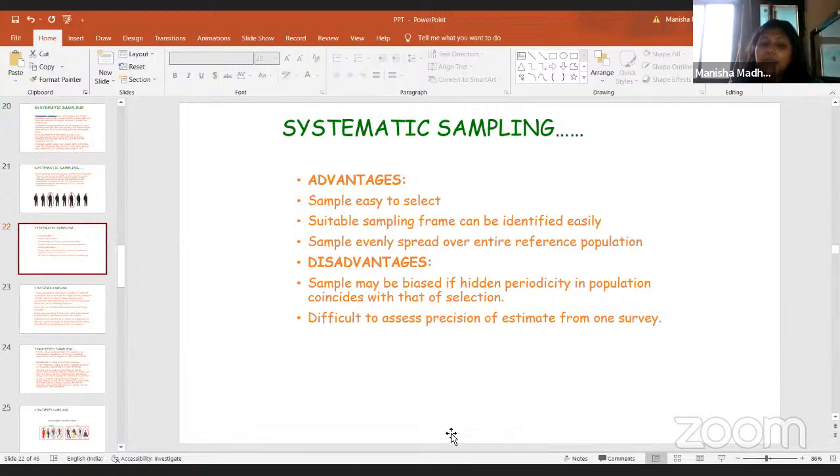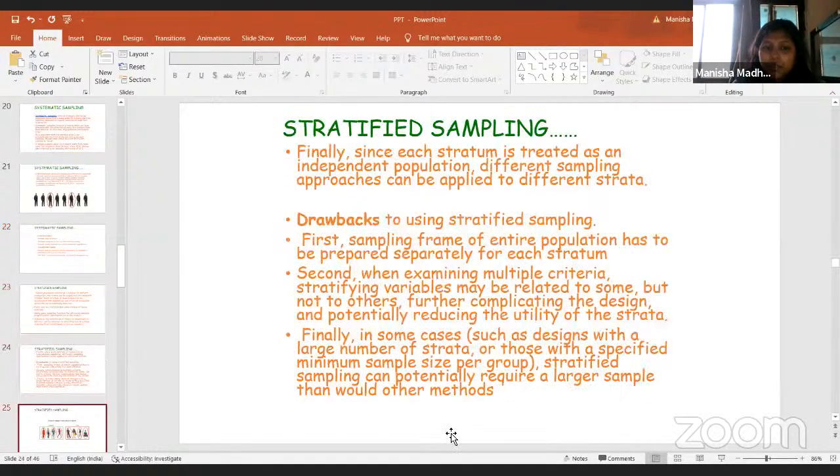Disadvantages can be that it may be biased sometimes. For example, convenience sampling, because a researcher chooses those individuals who are accessible to him. Maybe they are not that related to the research, but because it is convenient for the researcher, those individuals have been chosen. It is difficult to assess the precision of estimate from one survey, and it may be biased if hidden periodicity in population coincides with that of the selection. It may at times be biased also.